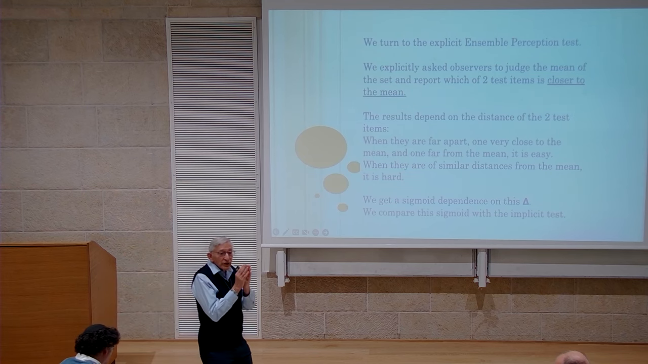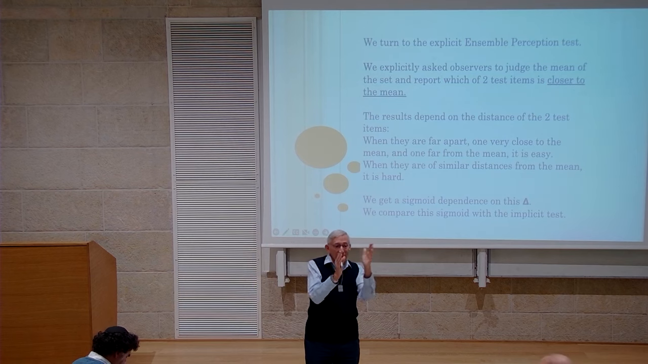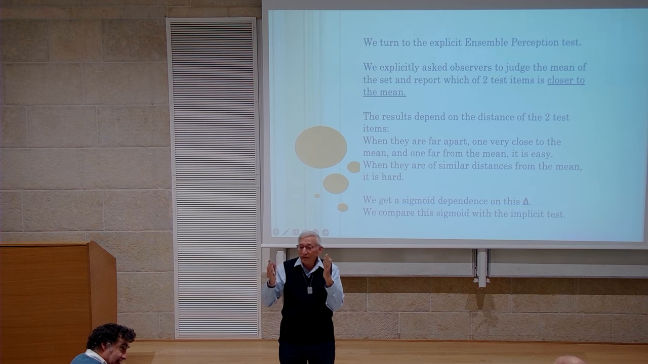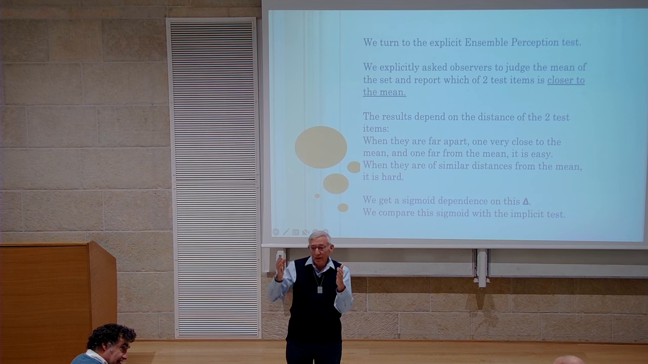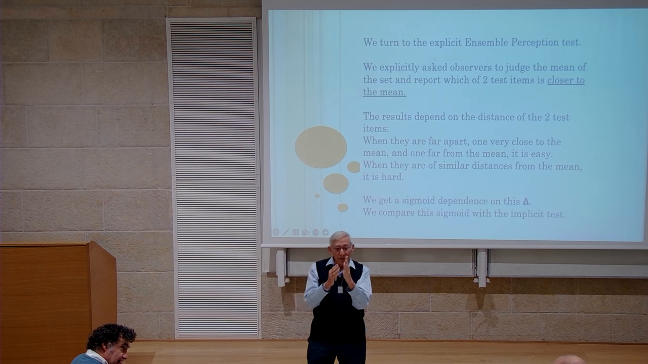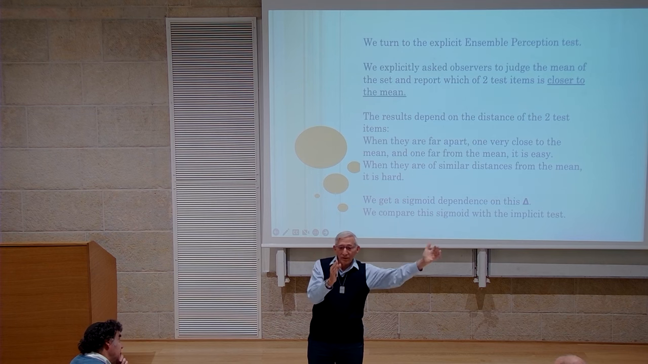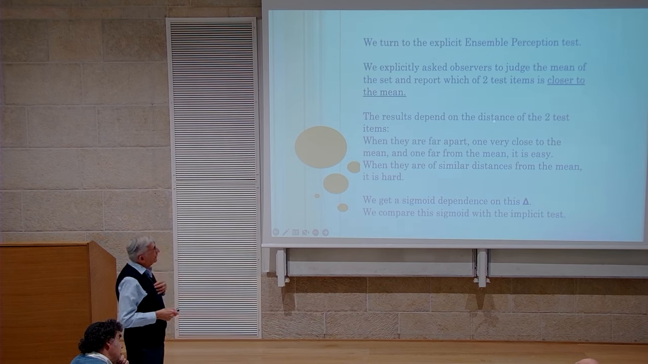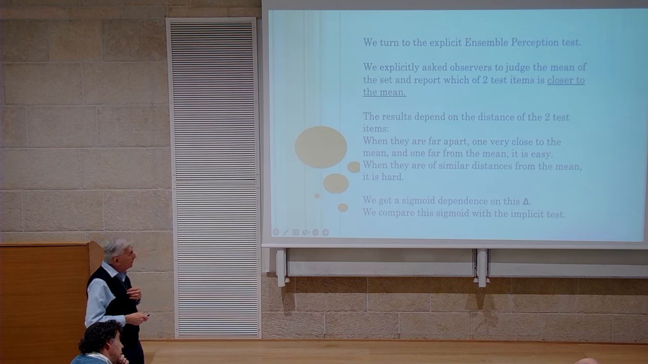When the two test items are very close to each other, say the mean is here and they are here, then it's going to be hard for them to know which one was closer to the mean. But if they're very far apart, then it's going to be easy for them to say, this one was close to the mean and this was far from the mean. And it could, of course, be that this is the mean, one of them is close here and one of them is far there. So either side, but bigger or smaller. So the results will depend on the distance of the two test items. When they're far apart, one very close to the mean, one far from the mean, it's easy. This delta will be big. When they are similar distances from the mean, it is hard.